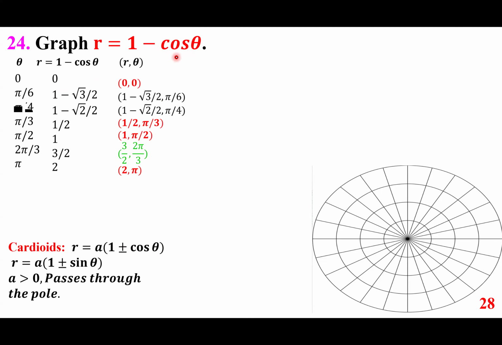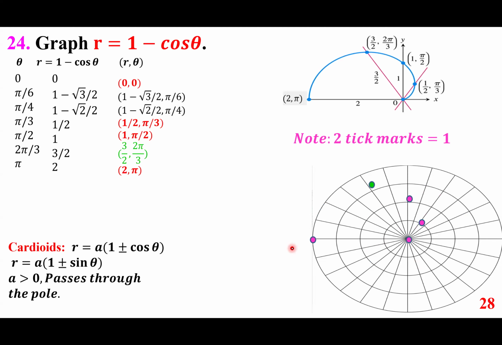So if we plot the easy ones, 0, 0, and again, we're going to go with 2 tick marks being 1, and then 1 at pi over 2. You look at pi over 2 and you go 1. Pi over 2 is easy, it's the y-axis, the positive side. And pi is this way, and 2, remember 2 tick marks is 1, so you go 4. Okay, and it looks like that.